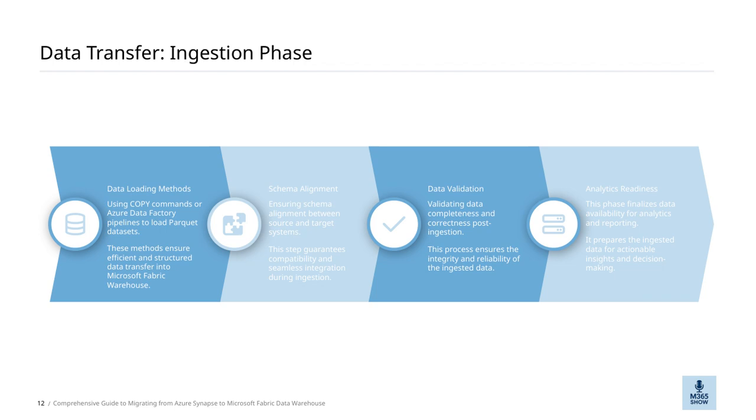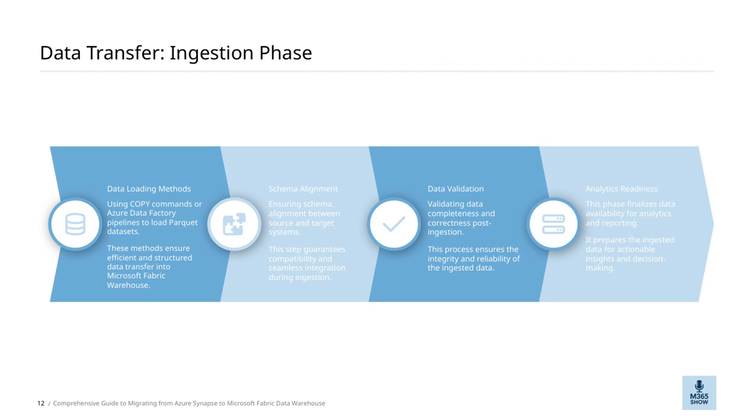We need to double-check that nothing is missing and that the data is accurate, which helps maintain the integrity and reliability of our data for analysis. Another key point is schema alignment. We want to make sure that the structure of the data from the source matches what the target system expects. This step guarantees compatibility and smooth integration during ingestion, preventing issues down the line.